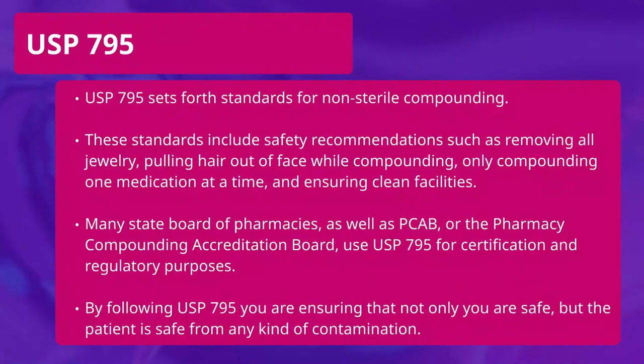So starting with USP 795, it sets forth standards for non-sterile compounding. These standards include safety recommendations such as removing all jewelry, pulling hair out of the face while compounding, only compounding one medication at a time, and ensuring clean facilities. Many state boards of pharmacies, as well as PCAB or the Pharmacy Compounding Accreditation Board, use USP 795 for certification and regulatory purposes. By following USP 795, you are ensuring that not only you are safe, but the patient is safe from any kind of contamination.